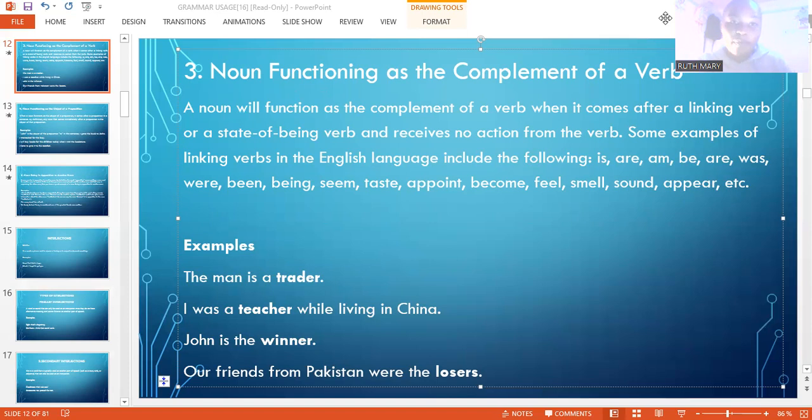etc. Examples: the man is a trader. Now here, trader functions as the complement of the verb. Then, I was a teacher while living in China. John is the winner. Our friends from Pakistan were the losers.